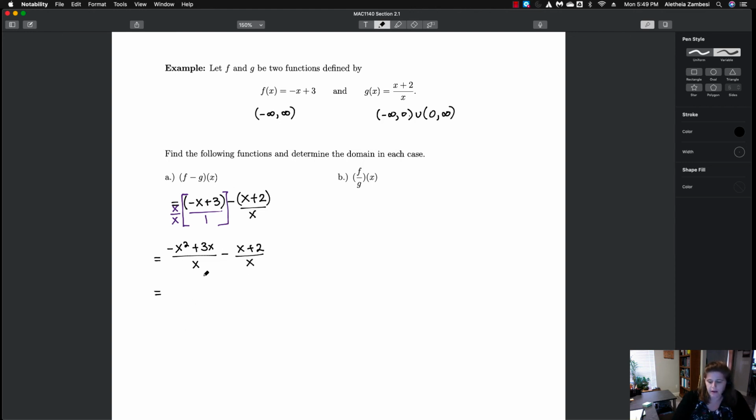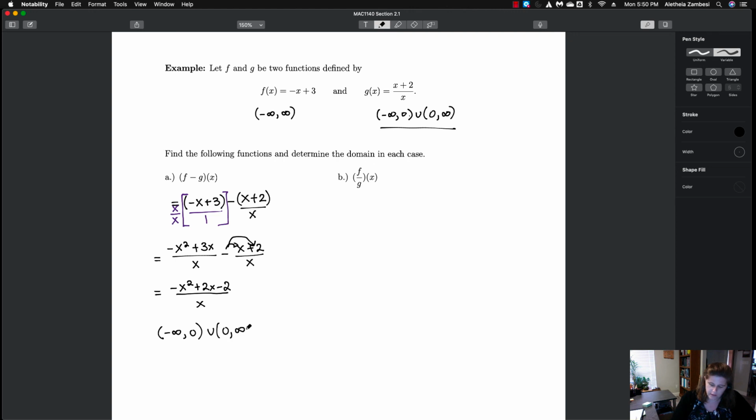Combining this together, bottom stays just x. On the top I have negative x squared. I have 3x, and this will be a negative x. That negative will go to both terms. So 3x minus x gives me plus 2x. And then that switches that sign, so minus 2. And there's my function. Now, since I'm subtracting, I need to take into account both domains. So the more restrictive domain is the one that we will go with here, because I still have that x on the bottom. So negative infinity to 0.